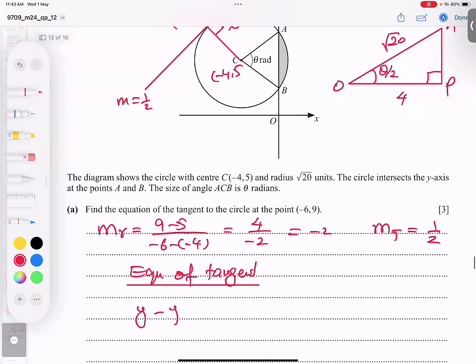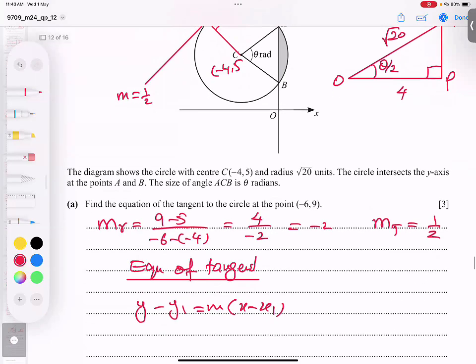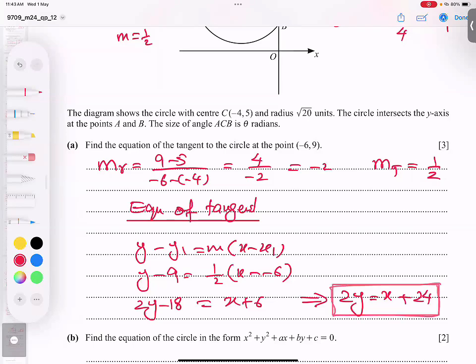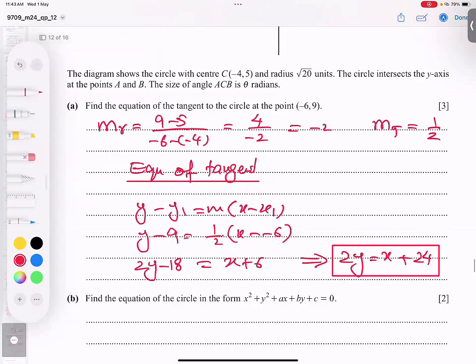Formula is y minus y1 equals m times (x minus x1). And this y1 is 9, m is half, x1 is minus 6. So this 2 multiplies here. I got 2y and 2 nines are 18, and this x plus 6. So if I bring 18 to the right side, I get 24. I believe you got the point very well. Okay, so this part is clear. Let's go for the next part.